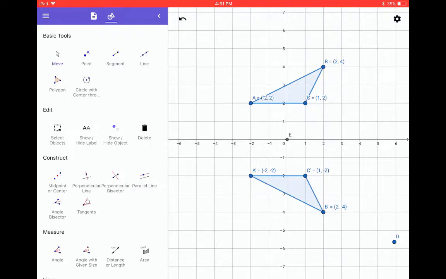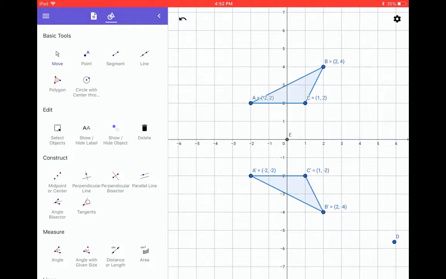Alright, in this video I'm going to show you what you should have gotten from the reflections assignment on Geogebra. So my pre-image is triangle ABC and my image is triangle A prime, B prime, C prime, which is below the x-axis. And so this image is a reflection across the x-axis.